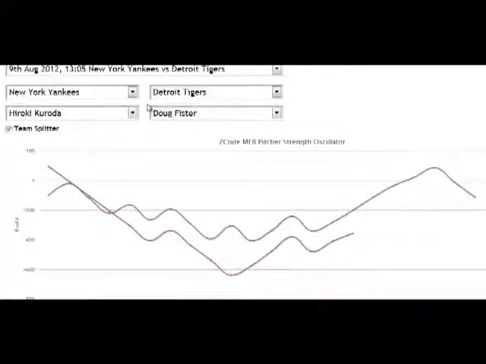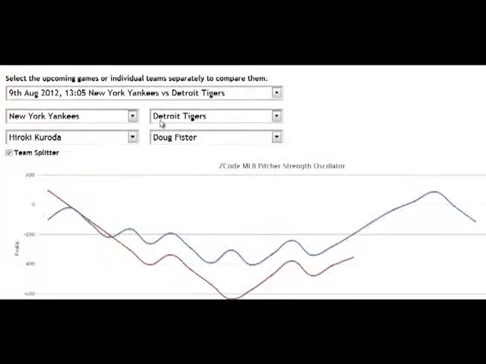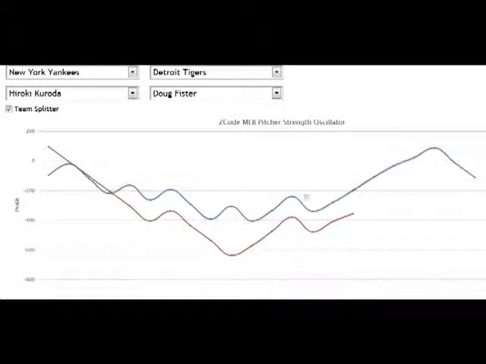Now let's check another pair of teams. This is a game between New York Yankees and the Detroit Tigers. Hiroki Kuroda, the Japanese pitcher for the Yankees, and Doug Fister is pitching for the Tigers. The blue line is for Kuroda and the red is Doug Fister.